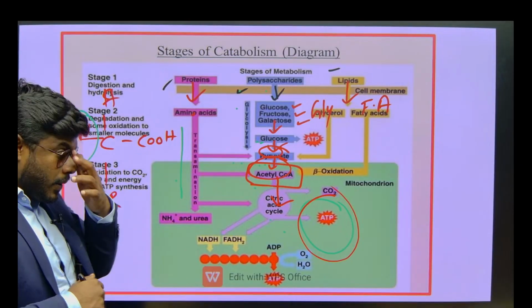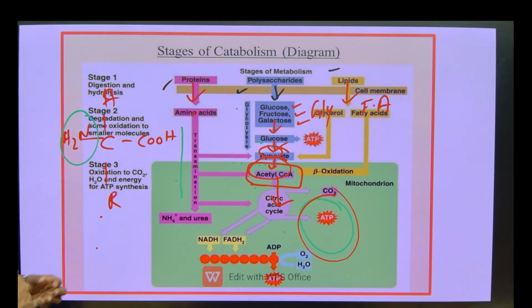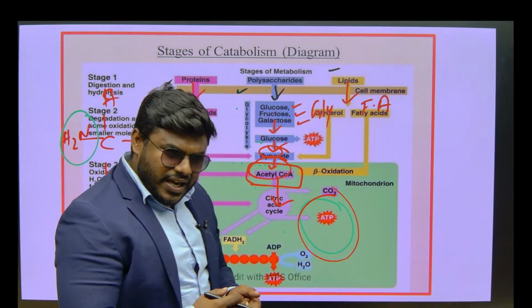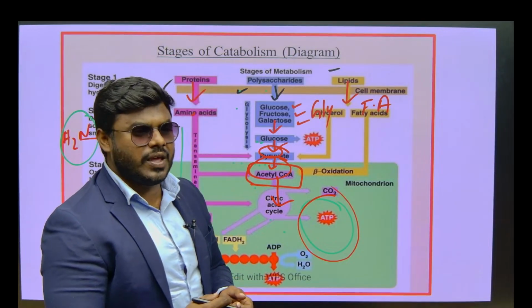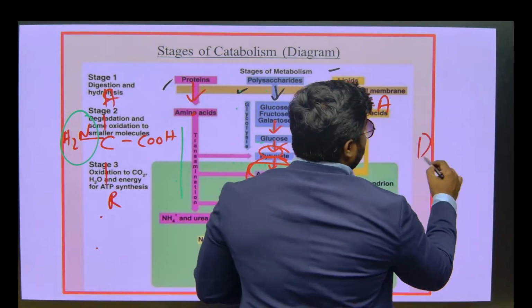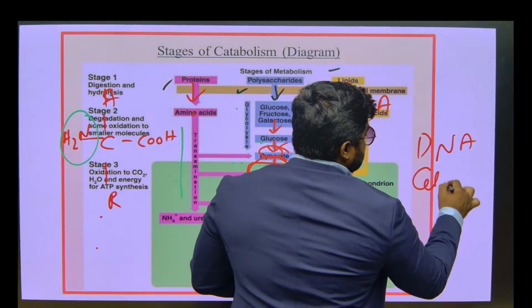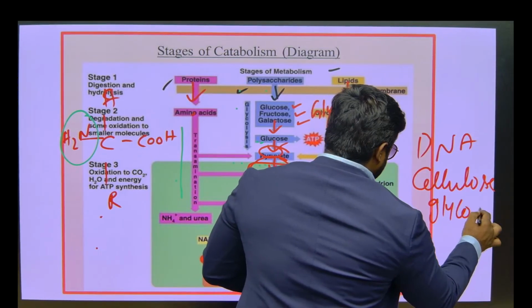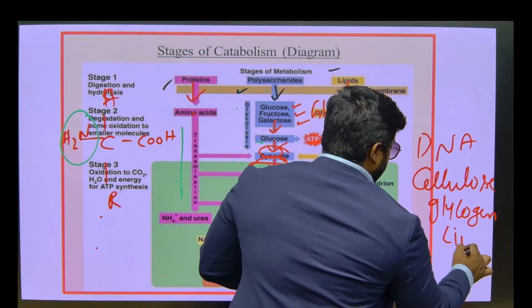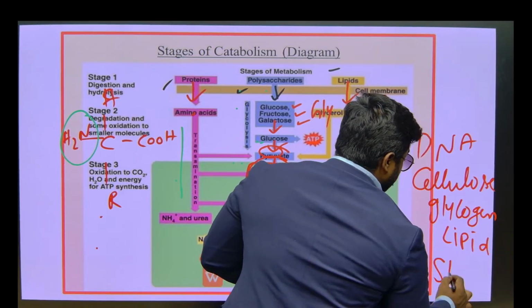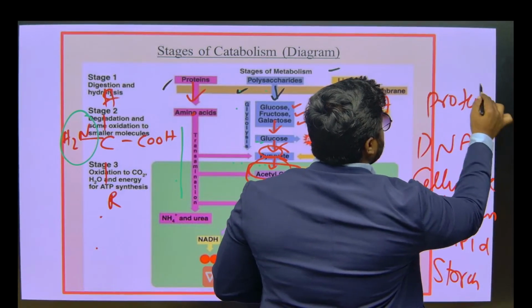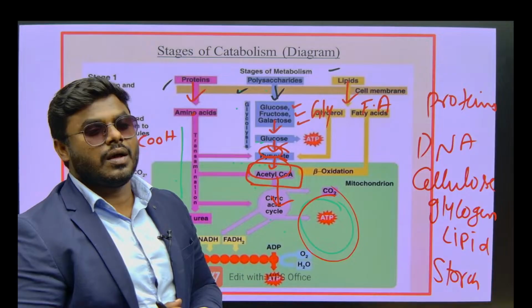What is the question? Which of the following is not polymeric in nature? What is called polymeric? Many monomers combine together and form the polymer. They have given DNA, cellulose, glycogen, lipids, starch, and protein. Tell me, which of the following is not a polymer?